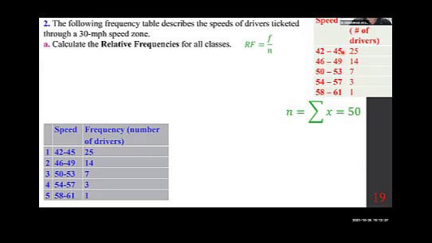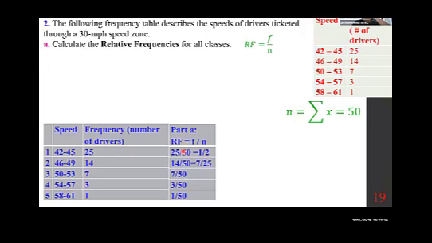So add up these numbers. The result is 50. So what is the relative frequency for the first one? The first class would be 25 divided by 50, which is, of course, 1/2. The next one, 14 over 50, 7 over 50, all the way to the end. And as always, you want to simplify it when you can. For example, 14 over 50 is 7 over 25, 25 over 50 is 1/2. Relative frequency.